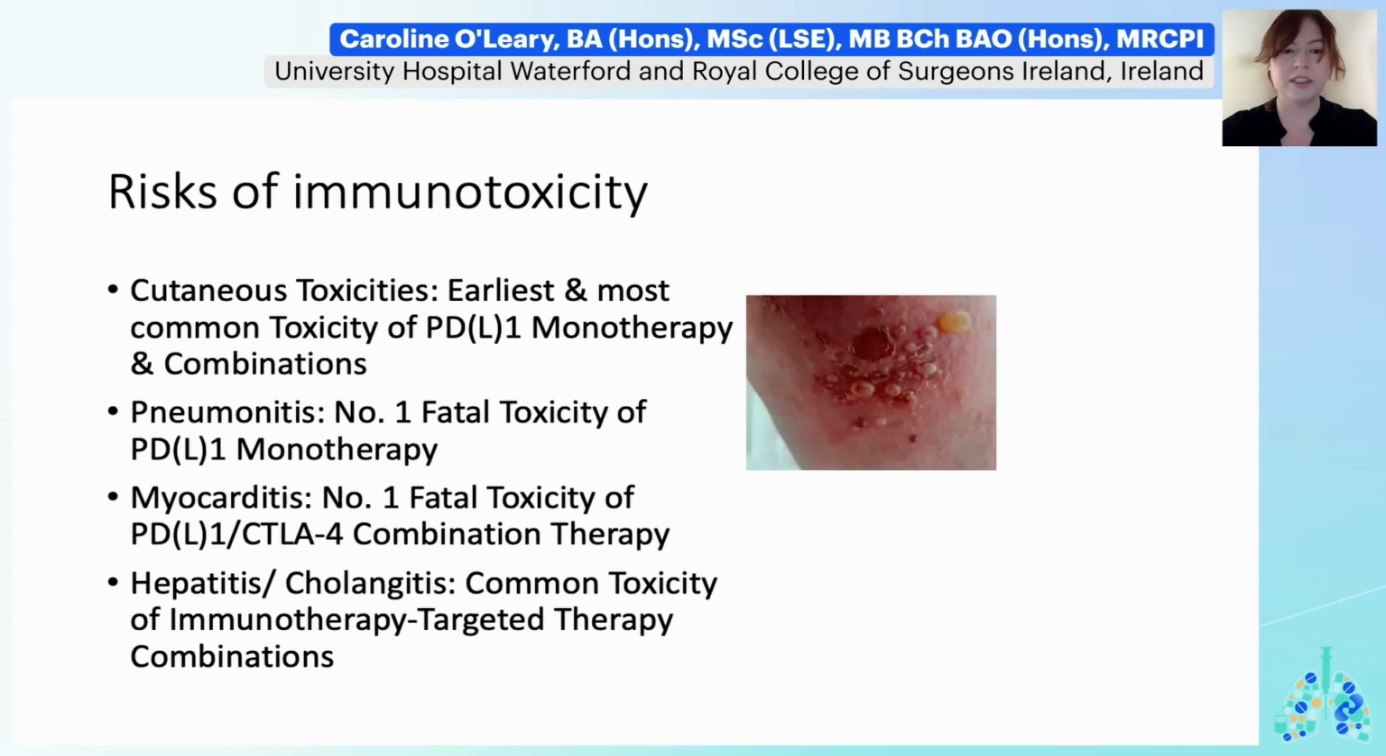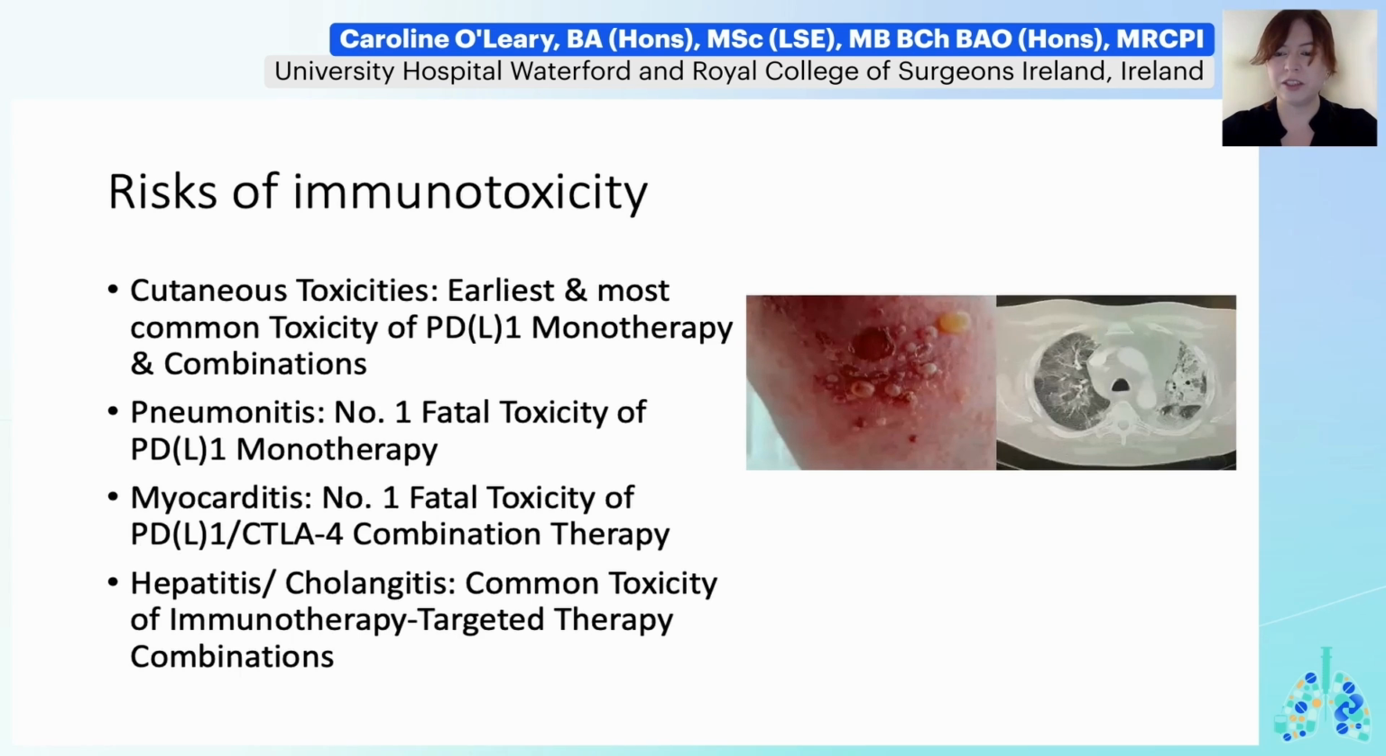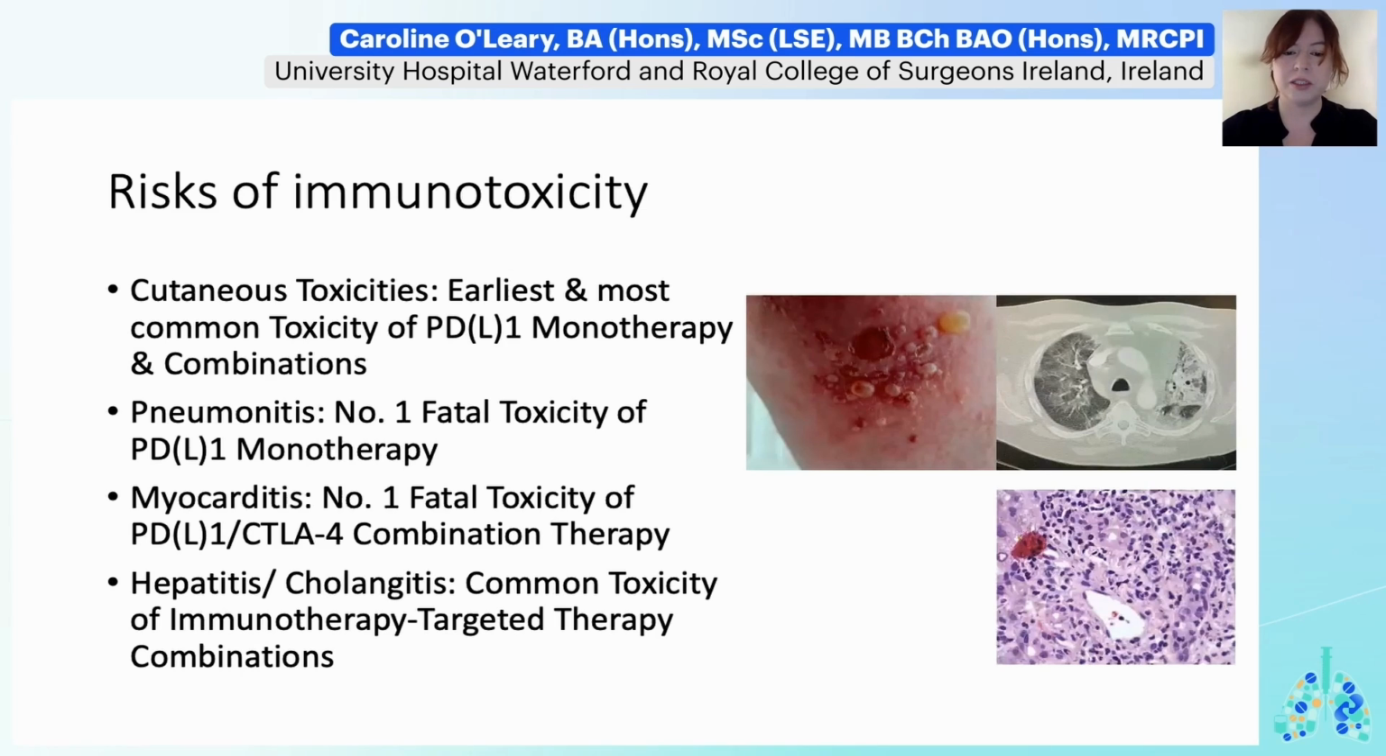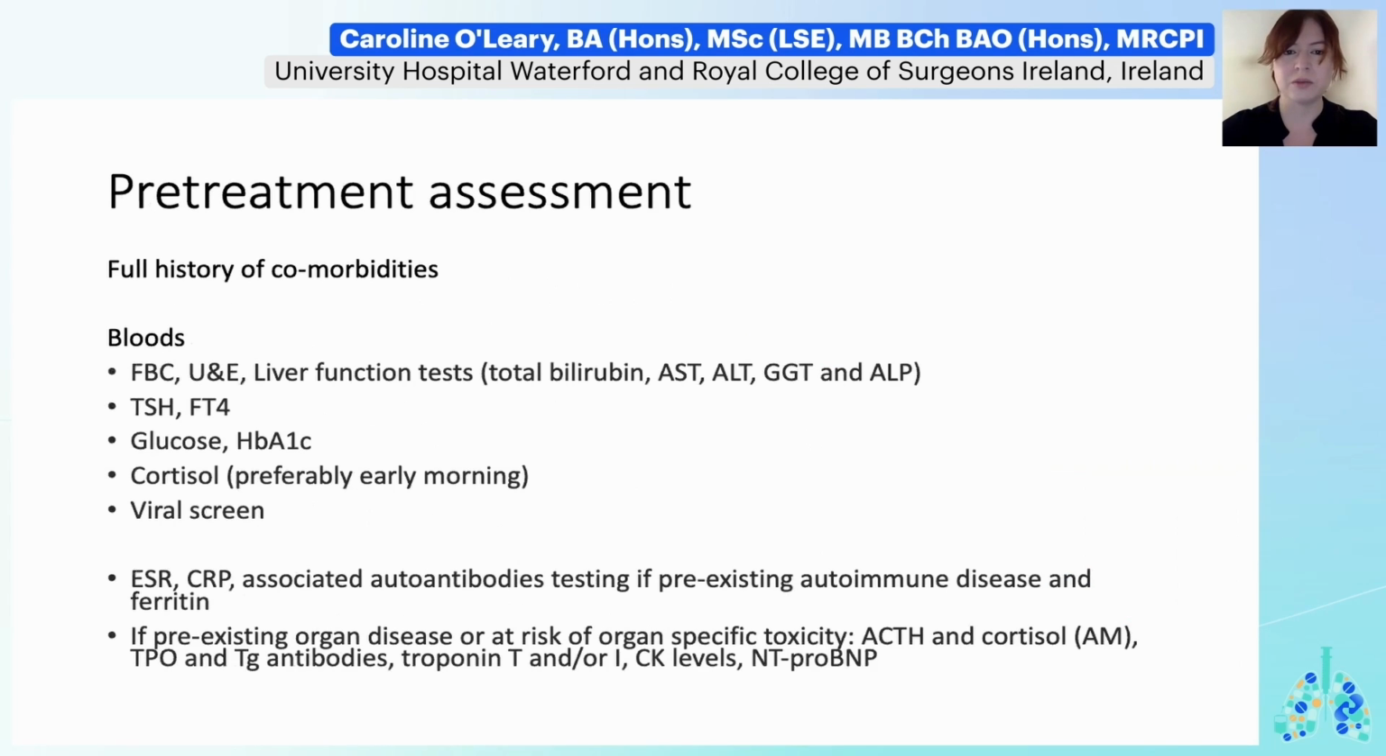It's been found in trials that more than 50% of patients treated with a PD-L1 treatment develop some form of rash in varying severities, while pneumonitis, which my nice gentleman was suffering from and was started on steroids for, is the number one fatal toxicity in PD-L1 monotherapy, while myocarditis is the most fatal toxicity of a combination PD-1 or PD-L1 and CTLA-4 combination therapy. Hepatitis or cholangitis is also a common toxicity of immune checkpoint inhibitors combined with targeted treatments. So there can be serious side effects and risks with these.